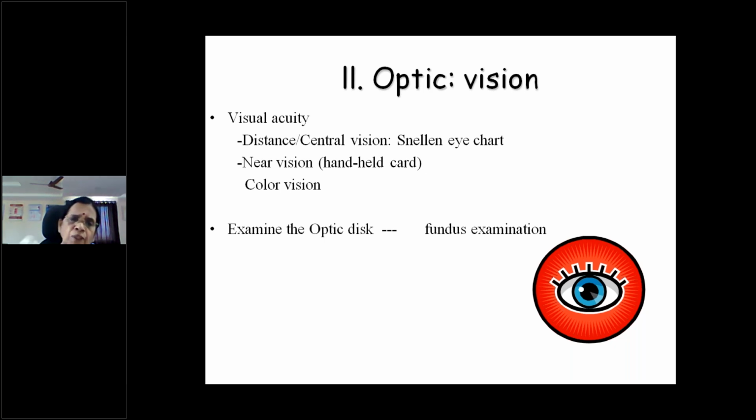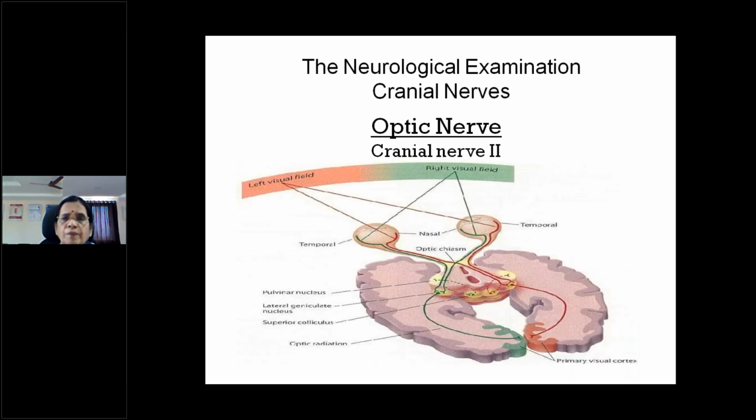In some books they wrote the examination of the pupils and other things, but they will not come under the optic nerve. So for the second cranial nerve, usually you have to see the visual acuity and color for the distant and near vision, color vision, and then fundus, you have to test it. So that is the second nerve part you can make out: where it starts, how it proceeds to the optic chiasma, and then finally how it enters into the brain.